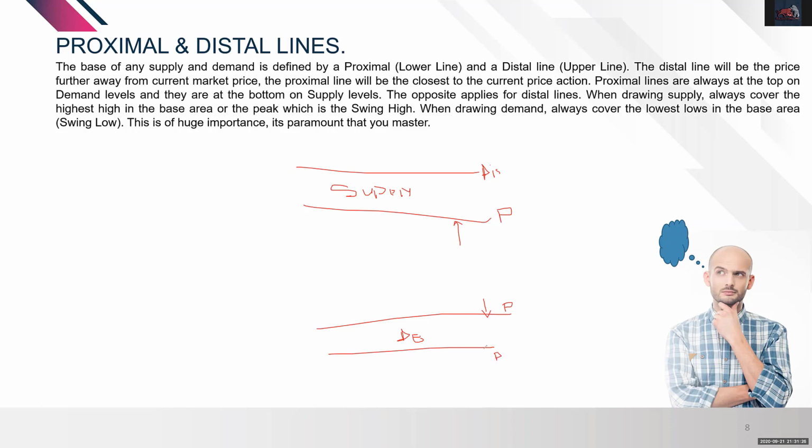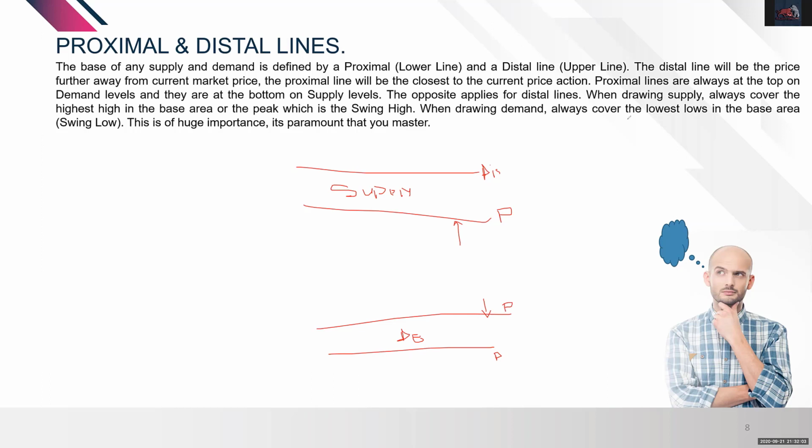You see, that's for a demand. But now we are talking of a supply. The distal line will be the price further away from the current market price. The proximal line will be the closest to the current price action. When drawing supply, always cover the highest high. Remember what we talked about, I think in the second or third class. Always cover the highest high in the base area or the peak, which is the swing high.